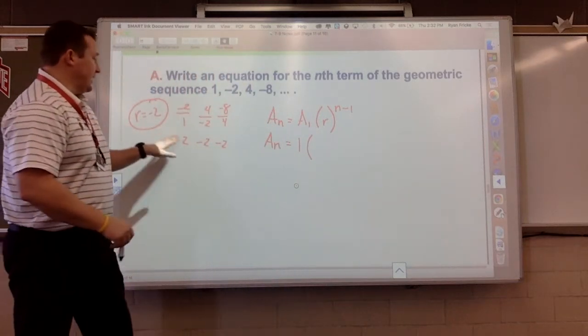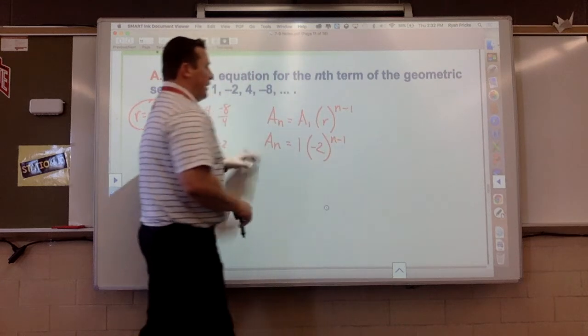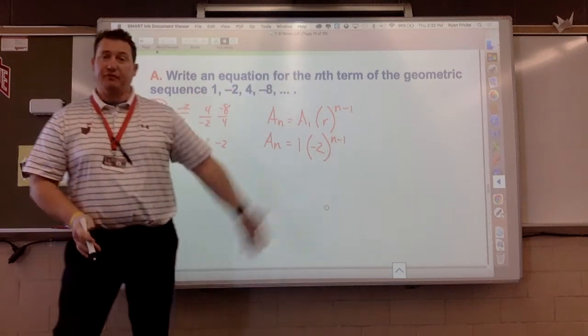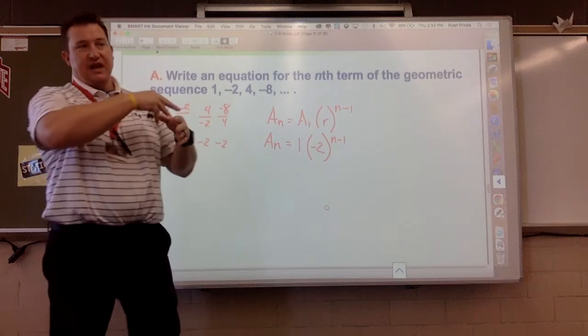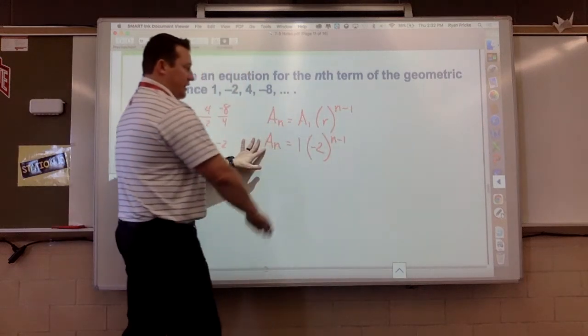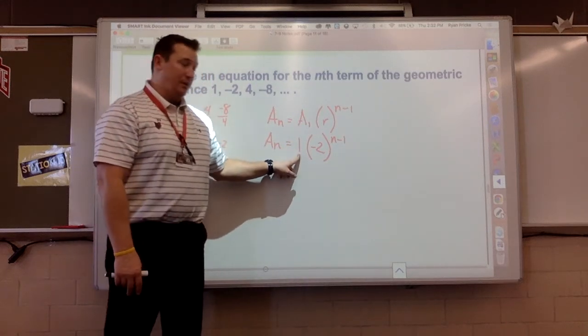Common ratio, negative 2 to the n minus 1 power. Good to go. Okay? There's really nothing to simplify. Unlike before, when we had to distribute the common difference and then combine our like terms, this is beautiful, right? I don't need to do anything else here. We can leave it just like this. In fact, guys, you can even write it without this one.